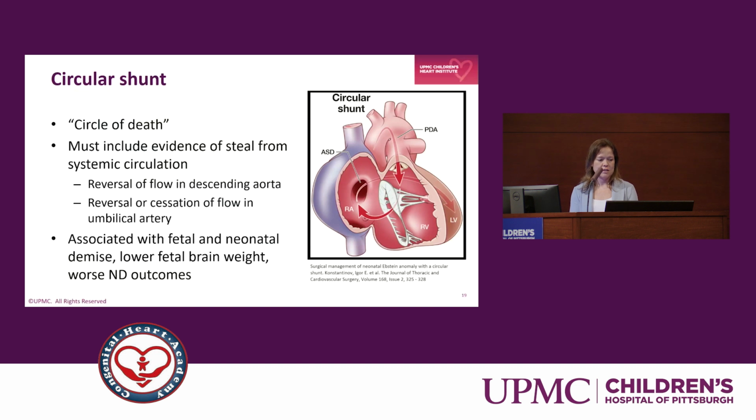As is shown in this picture, this must include reversal of flow through the ductal arch, pulmonary insufficiency, bringing the blood flow into the right ventricle, but importantly, needs to show evidence of true steal from the systemic circulation. So in the fetus, either reverse flow in the descending aorta or reversal or cessation of flow in the umbilical artery. And this, of course, holds a terrible prognosis with a high rate of fetal and neonatal demise, but also there's evidence of lower fetal brain weight and worse neurodevelopmental outcomes when this occurs.